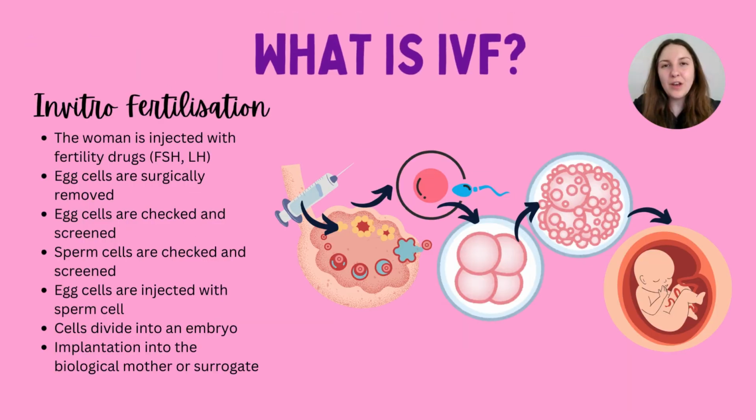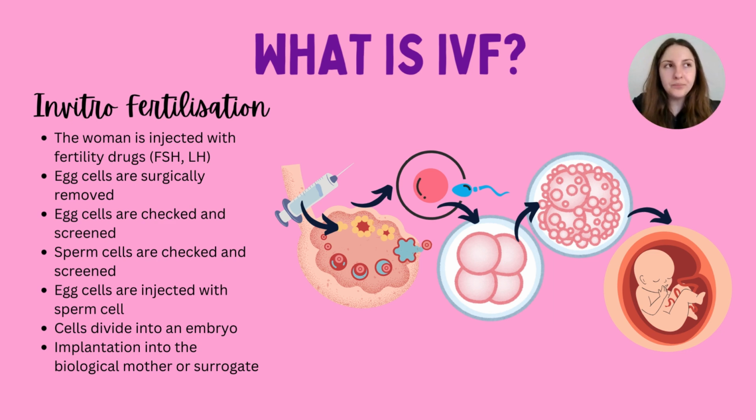So this is the part of the video where we're going to explain what IVF is, and these are the different steps involved in this medical procedure which you need to be aware of. The first thing that happens is the woman is injected with a set of fertility drugs, and this includes FSH and LH. FSH is particularly important here because what we're trying to achieve is making the egg cells mature, but making sure a lot of them mature as well.